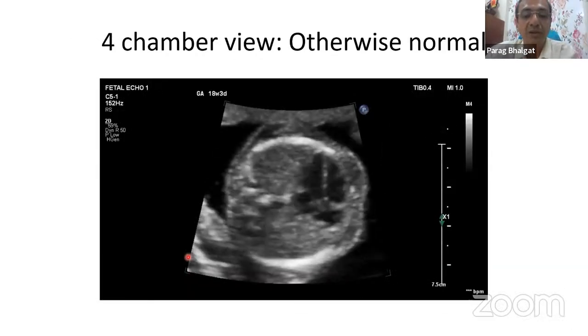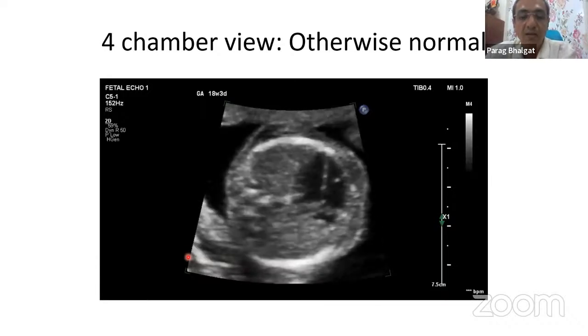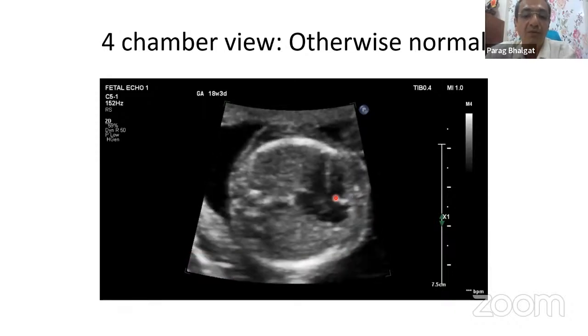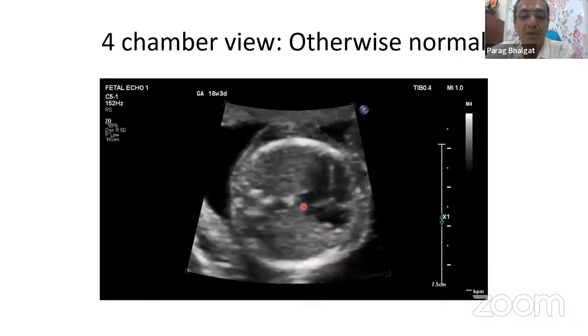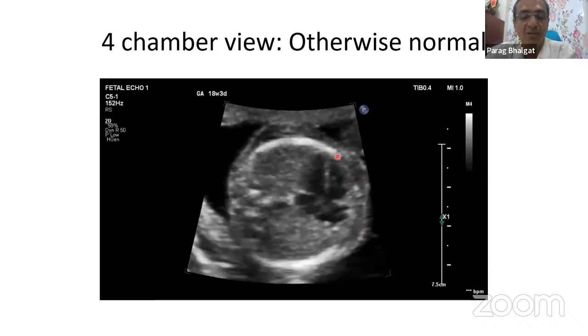A 4-chamber view that is essentially normal. We cannot comment on any abnormality. If we just look at the 4-chamber view, we can see normal offsetting of AV valves, apical trabeculation, cranially placed mitral valve, left apex.